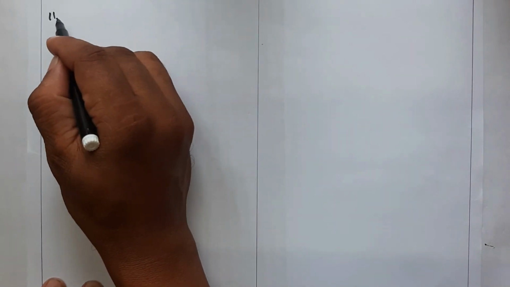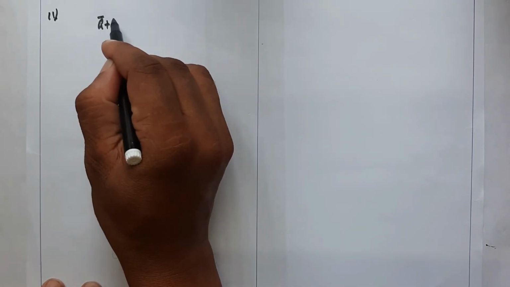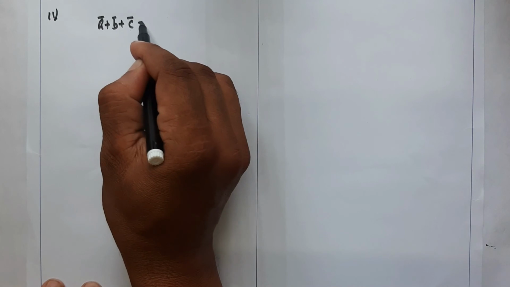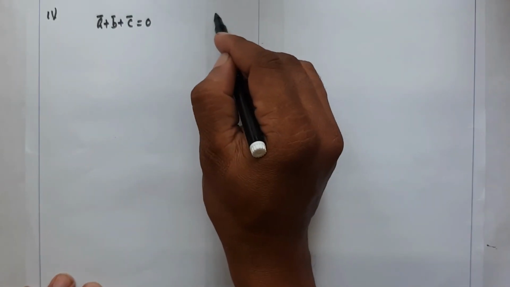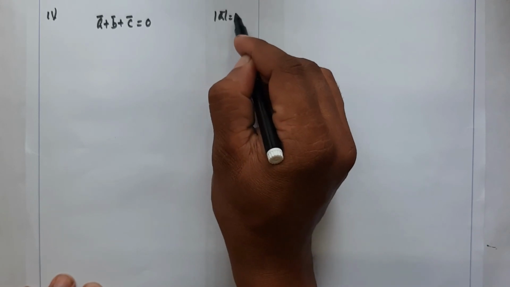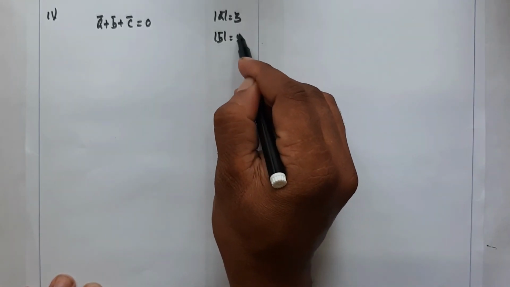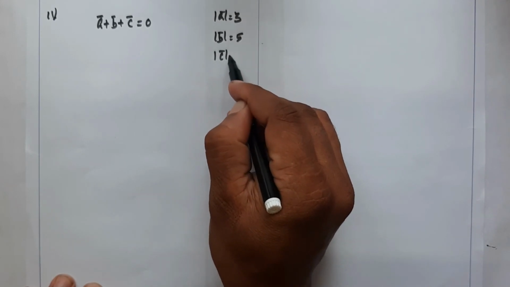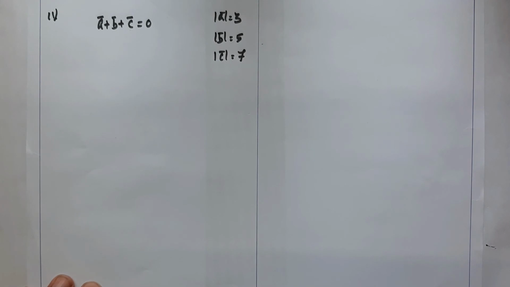If a plus b plus c is equal to 0, vector a plus vector b plus vector c is equal to 0, mod a is equal to 3, mod b is equal to 5, and mod c is equal to 7, then find the angle between vector a and vector b.